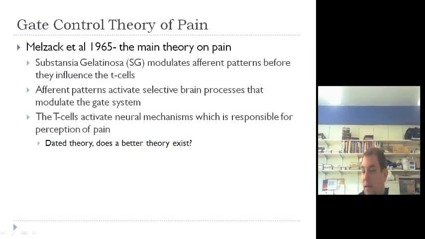My main theory that I talked about last time was the gate control theory of pain by Melzack, 1965. This is a pretty dated theory now.